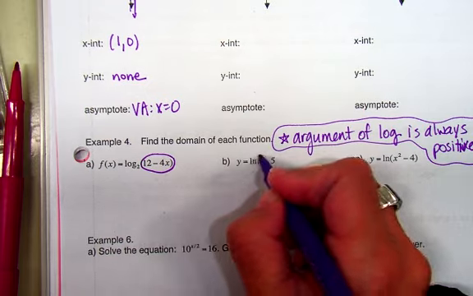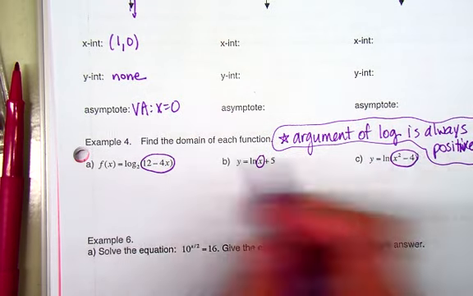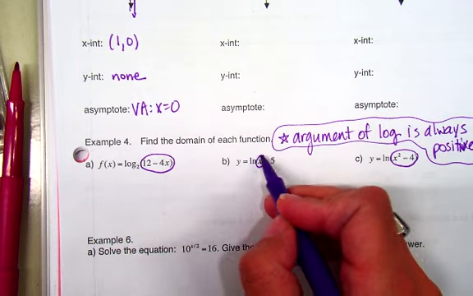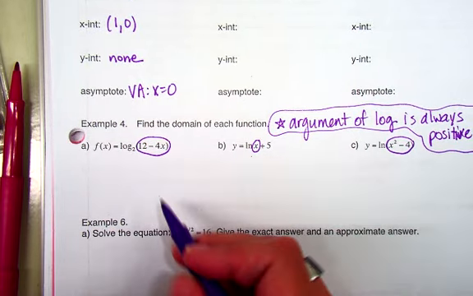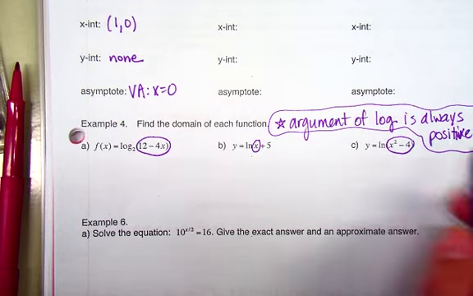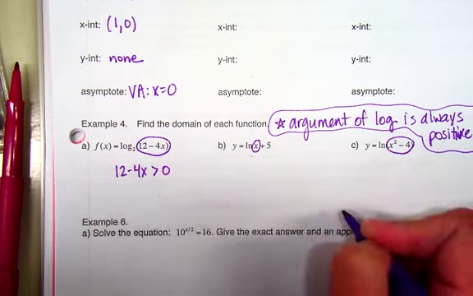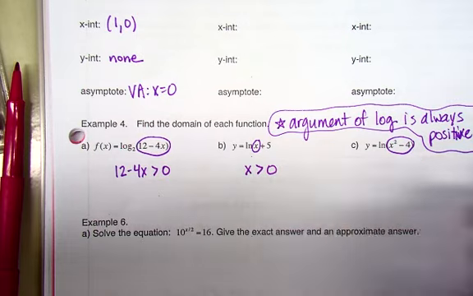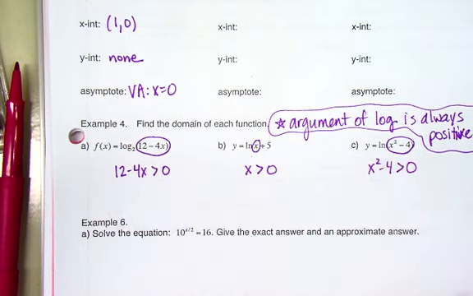So for this one, it's just this one because there's no parentheses. For this one, it's the whole thing. So if there's parentheses, it's everything in the parenthesis. When there's no parenthesis, it's just the thing that's right after the log. And this works for logs or for natural logs. Okay, the way I want to set it up is it's always positive. So I'll do 12 minus 4x greater than 0, x greater than 0, x squared minus 4 greater than 0.